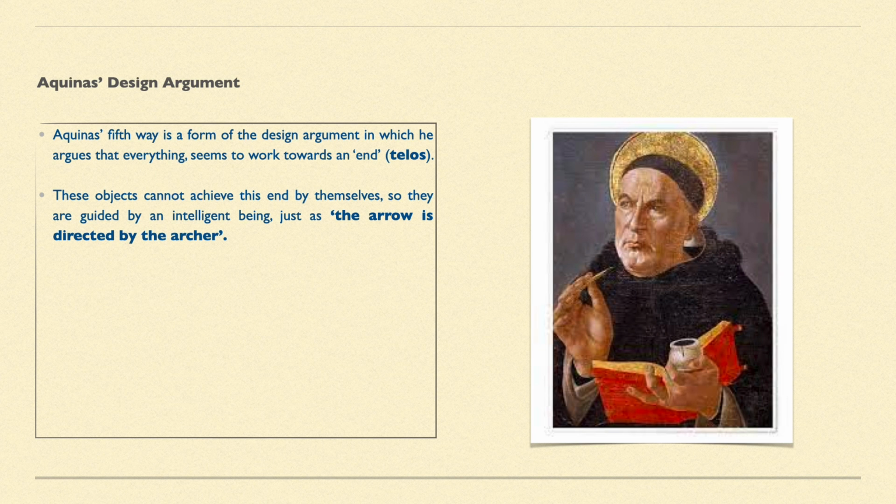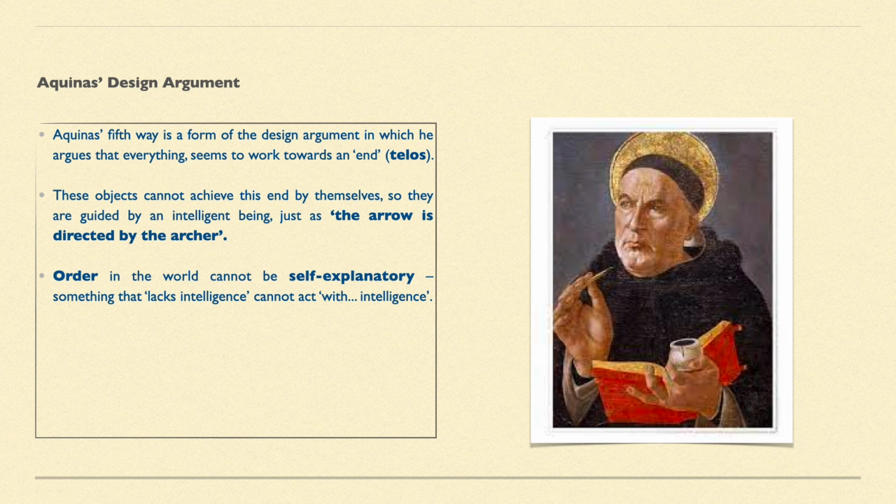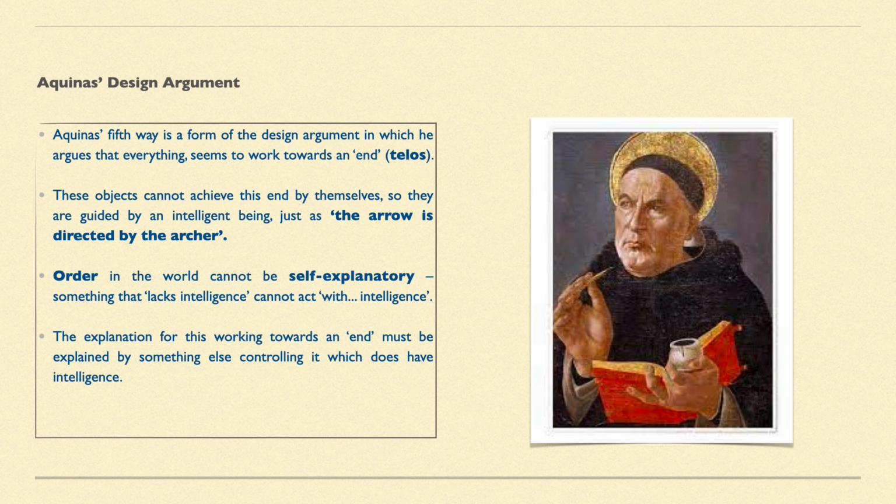He also observed that order in this world simply cannot be self-explanatory. It can't explain itself because it lacks intelligence to do so, and it also cannot act with intelligence either. And so the explanation for this order working towards a telos, an end, must be explained by something else which is controlling it, and that must have intelligence. Well, what could that be? Aquinas says that this intelligent being must be God.